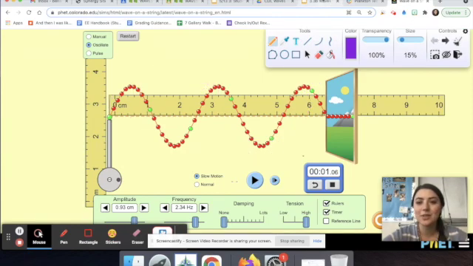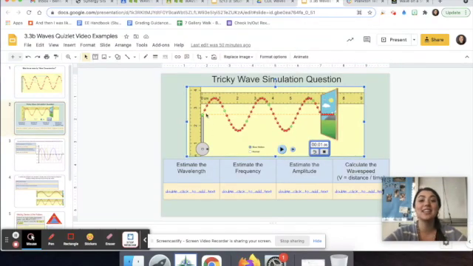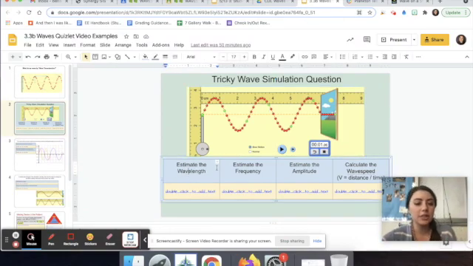Go ahead and go to my next example here. I have picked a different screenshot of a different wave than is on the quiz. So don't just copy what I'm writing. You should try and understand how I do it, and then you can go back to your quiz and fix it. So the first question here says, estimate the wavelength.